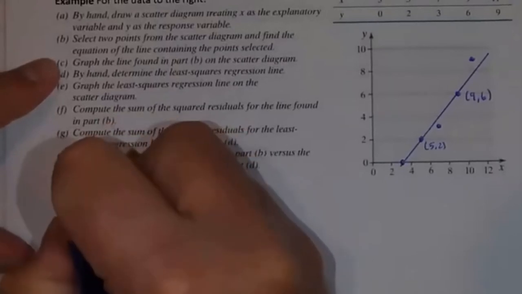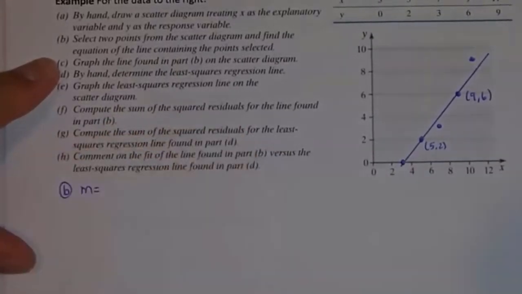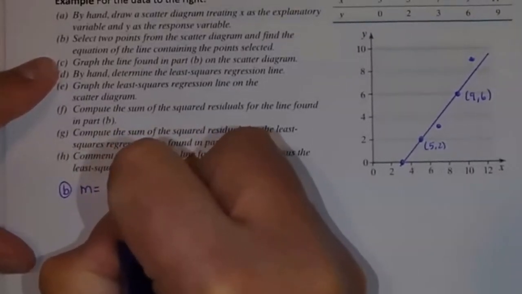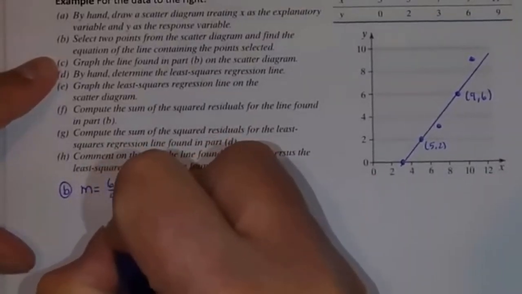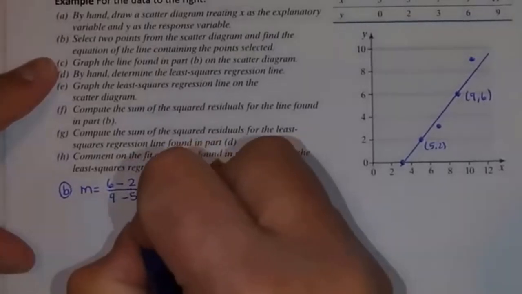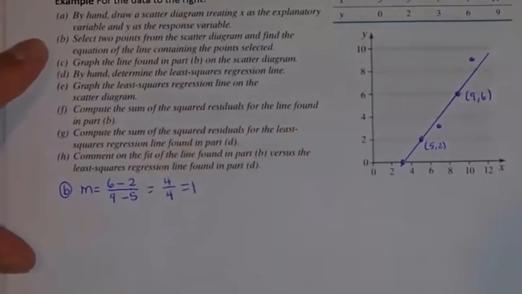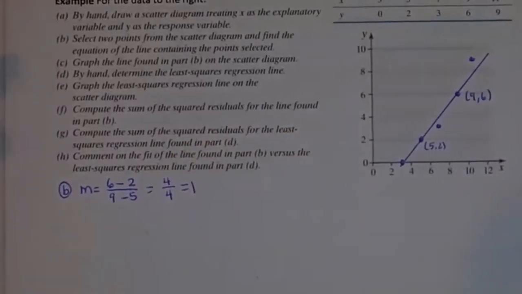So I need to find the slope. So the slope of those 2 points, and I'm going to use algebra notation, that's m. That's going to be y2, which is 6, minus y1, which is 2, over x2, which is 9, minus x1, which is 5. So that gives me 4 over 4, which is 1. So this line that I just found has a slope of 1.